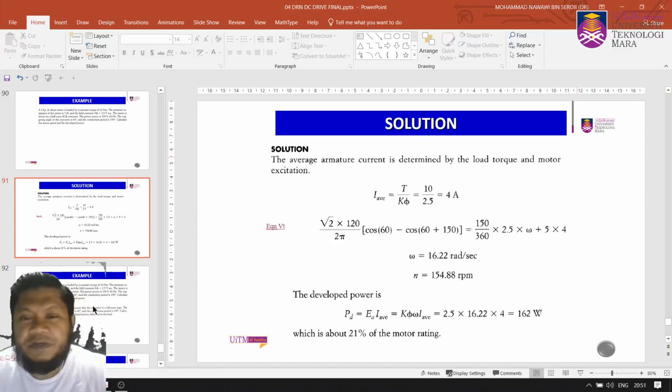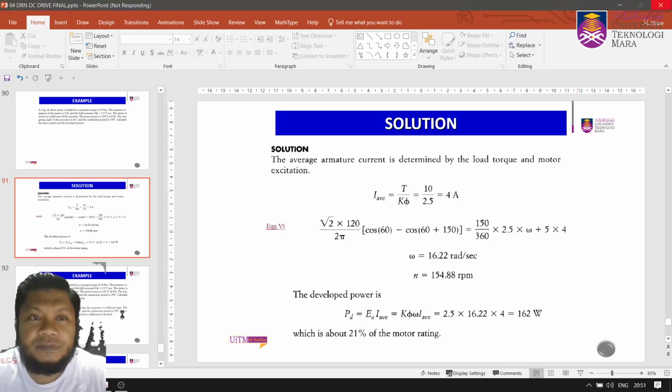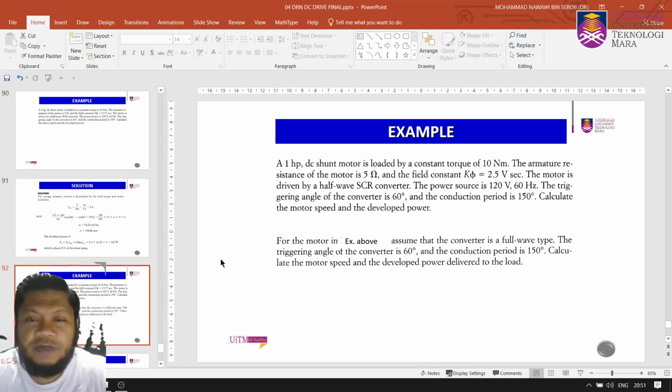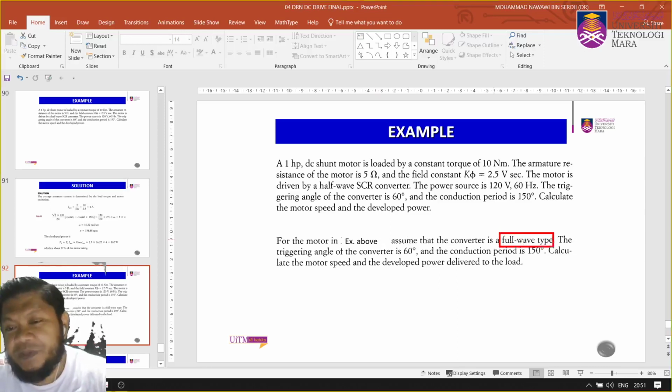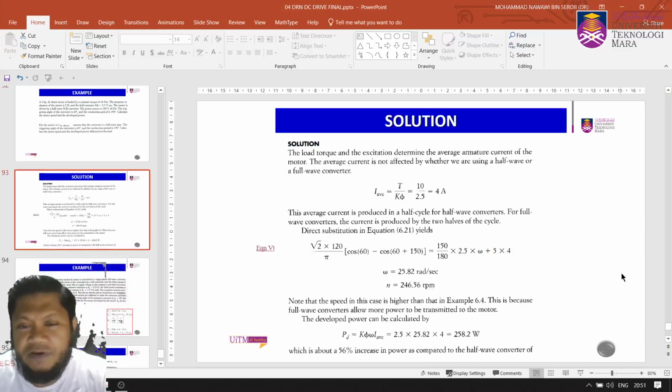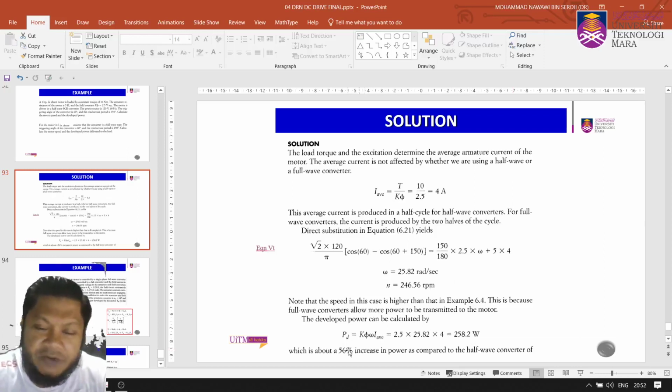Next example. Now you still have the same problem, but now for the motor, assume that the converter is a full wave type. So you just change the output voltage equation. You still have the same triggering angle, the conduction period is 150. So you just simply change the equation, and therefore that gives you that 246. And so now it increased the power.